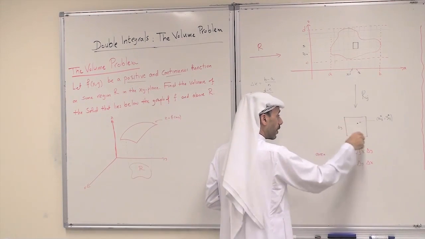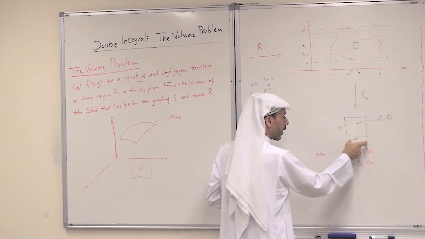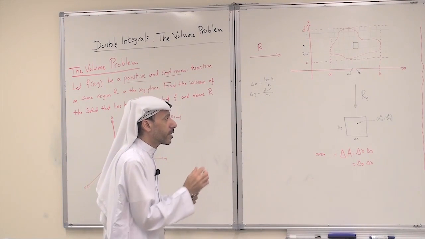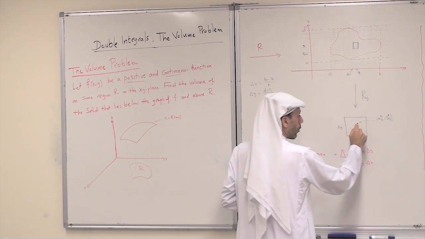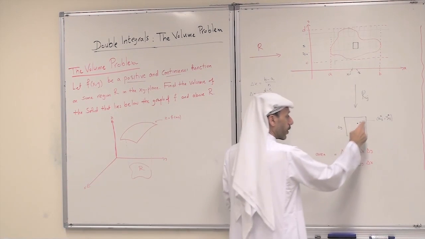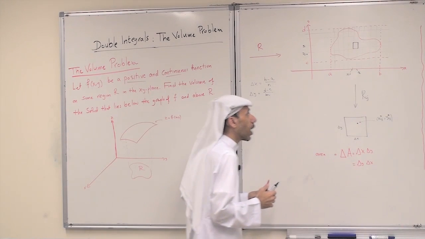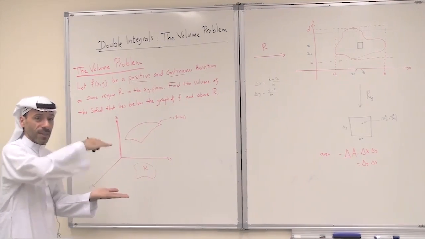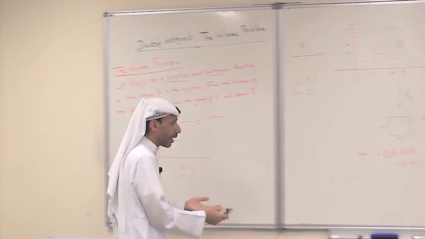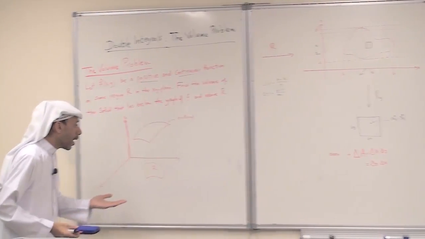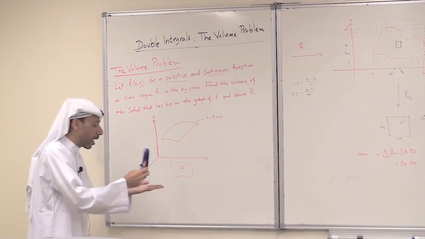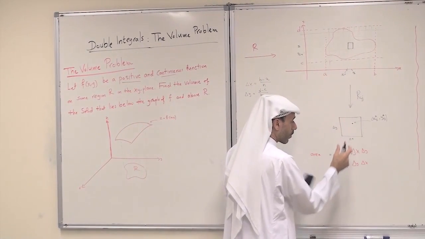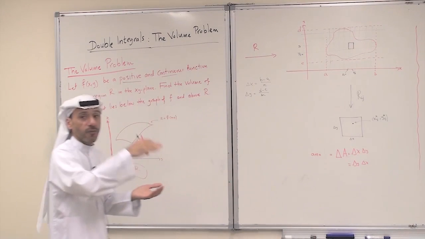What is the area of this rectangle? The area, we will call it delta A, and it is delta x times delta y, or delta y times delta x. So this is the area of this typical rectangle. Now, when we take an arbitrary point, or a sample point, inside the rectangle, we try to approximate the volume above this rectangle and below the graph of f. For this rectangle, we approximate it by a box. We construct a box over this rectangle to approximate the volume below the graph of f.